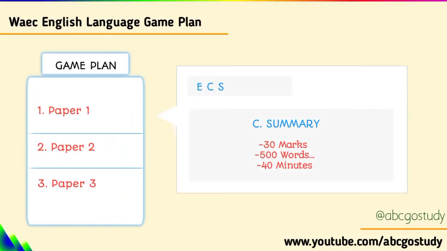We have summary. This one will cover just 30 marks. So section A is 50, section B is 40, and section C, which is summary, is 30 marks. Here you have just 50 minutes as well to answer a prose passage of about 500 words.